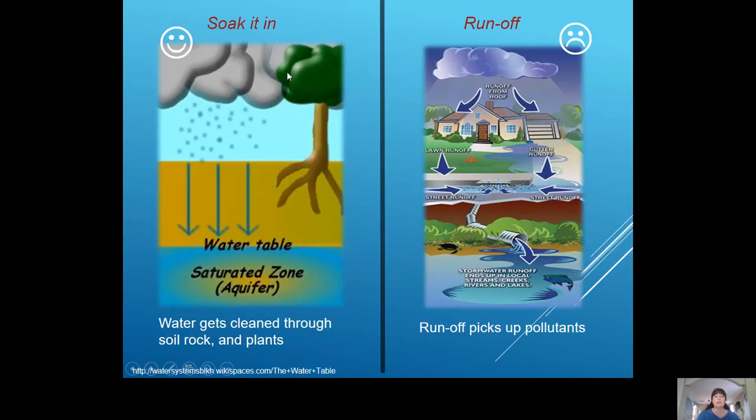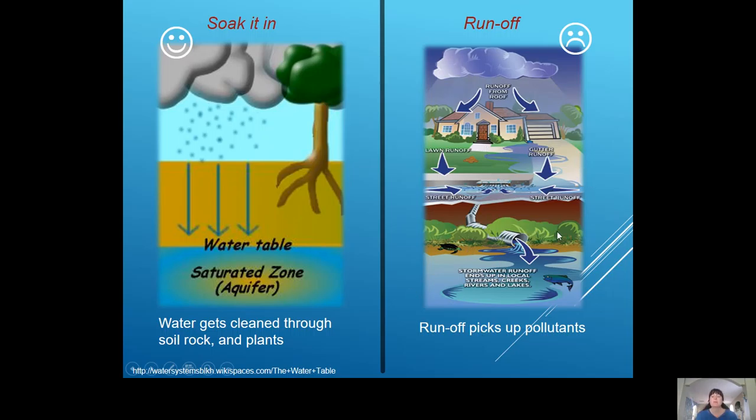So again, we want to see water that goes into the ground for several different reasons. And we're going to talk a lot about this with our next lecture on groundwater. But as water percolates through and permeates through the soil, it actually becomes filtered, pollutants get removed, so it becomes cleaner, and then it is able to be stored deep in the ground for when we need it later.